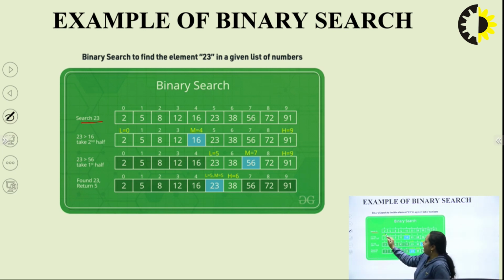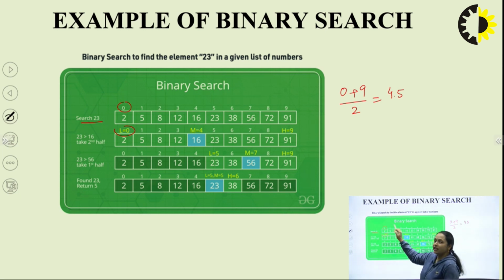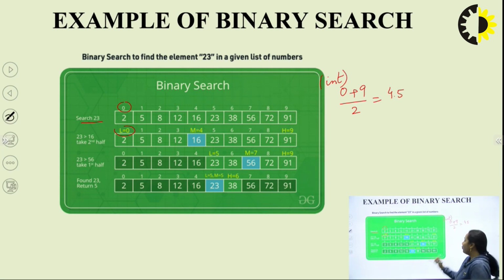As we all know, an array starts from the 0th index. So how many elements are there? We have indices 0 to 9. So the lower bound of the array is 0 and the upper bound is 9. So (0 plus 9) divided by 2 is 4.5. Clear? In C, we always take index values as the integer part, so only the integer part is taken. So the integer part of 4.5 is 4 only.